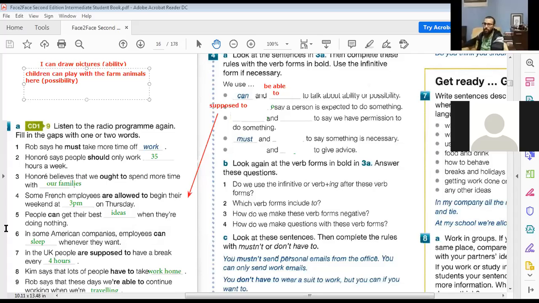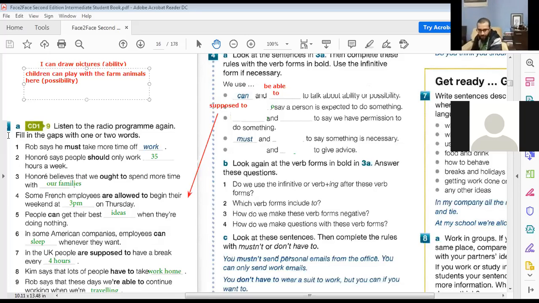So when we use supposed to, does it always mean that the thing happens, or it's not necessarily true that the thing that's expected to happen happens? What do you think? Yeah, it's expected. But when you expect something to happen, does it always happen or not necessarily? Not necessarily. That's the idea, right?